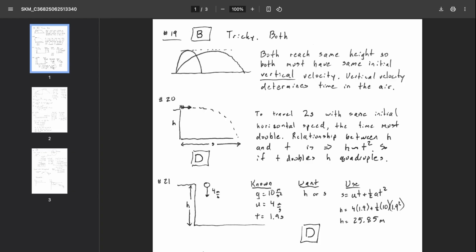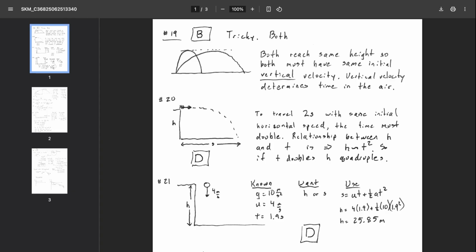They say trajectories of two projectiles launched from the same height. The projectiles reach the same maximum height. Which quantity has the same value for both projectiles? So A is initial speed, B is time of flight, C is horizontal component of initial velocity, and D is speed at maximum height. So a couple of these you can rule out right off the bat.